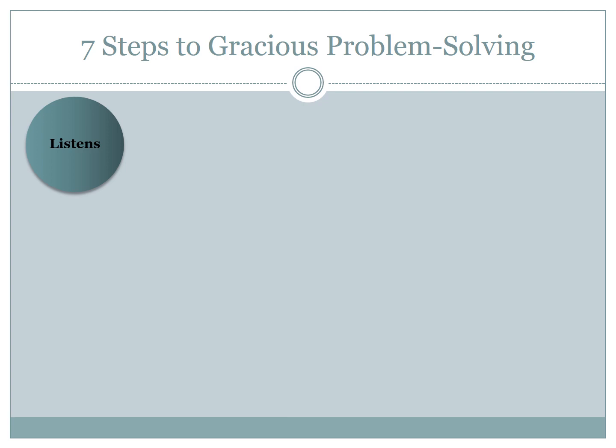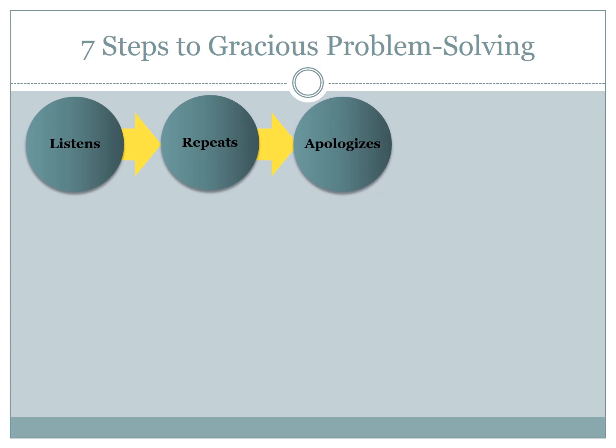The first of the steps is the service provider listens carefully to the problem or the complaint. The service provider then repeats the complaint or the problem to get acknowledgement that the customer has been heard correctly. Somewhere along the way, the service provider should apologize to the customer regardless of who's responsible for the problem or complaint. And this goes to the old adage, the customer is always right.